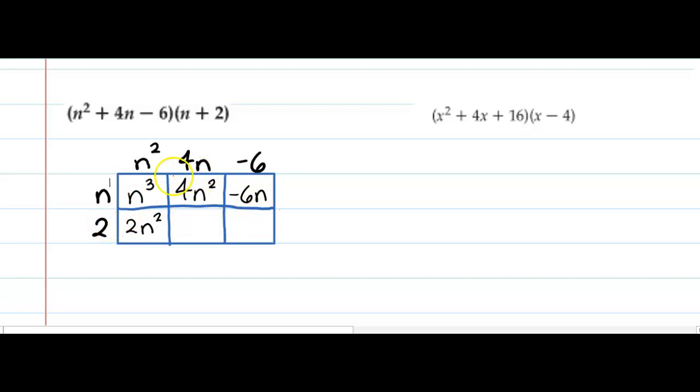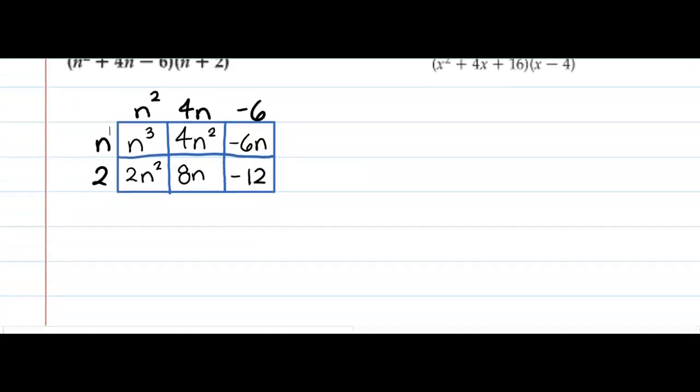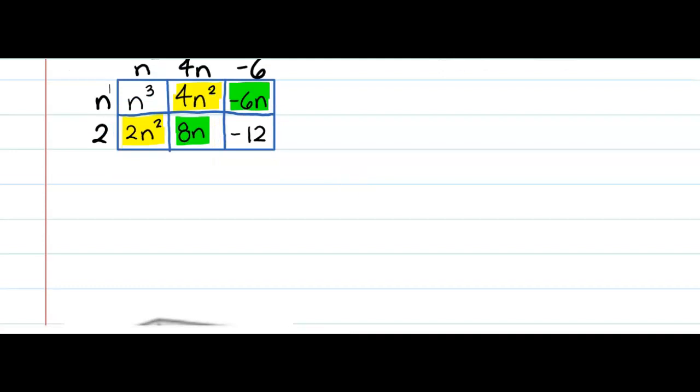Remember, when you're coming up with the terms in the box, you're multiplying. 2 times 4 makes 8n. 2 times negative 6 is negative 12. Now we look for like terms. We have an n squared, another box with an n squared. We have an n term, a linear term, and another linear term. So when we combine our like terms, we have n to the 3rd.